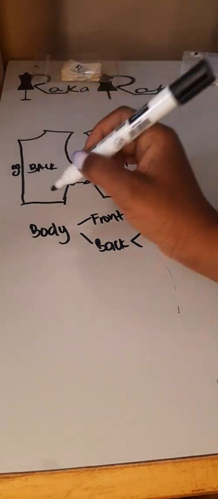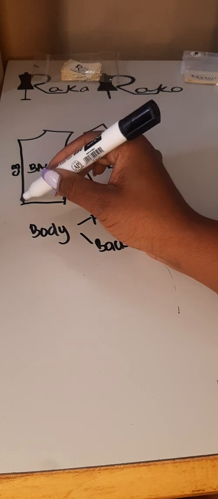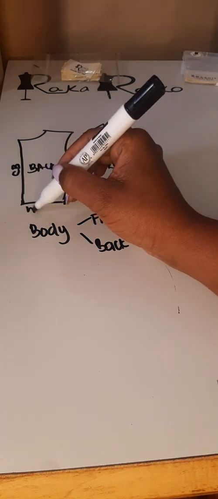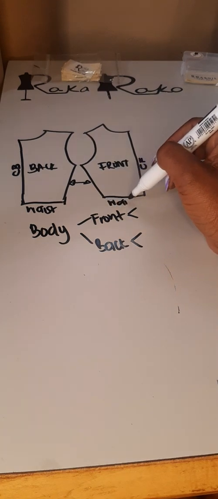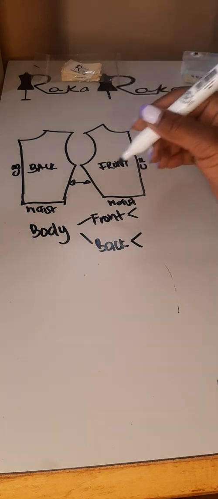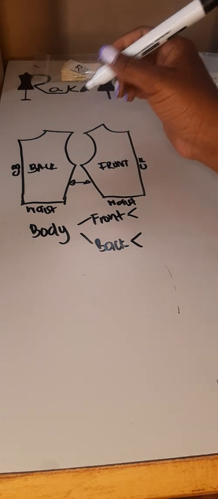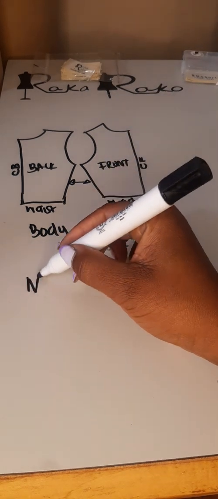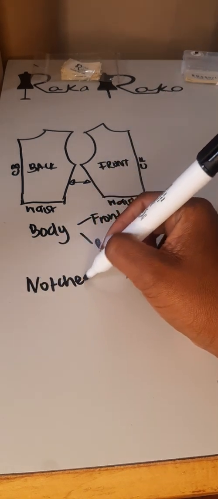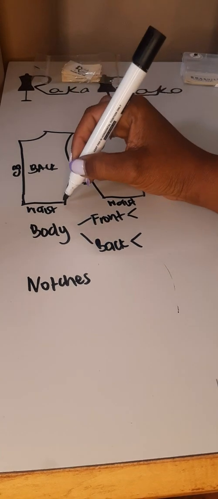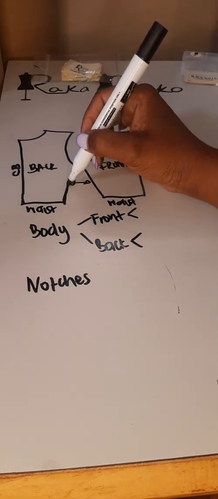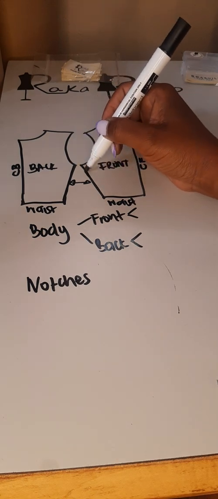Then when you're looking at it, you know that this is the bottom here. The pattern should say something about waistline, unless it's to the floor, but then it will say hem or something like that. So now, the next thing that you're going to look for are things called notches. Notches are for the person who's stitching. They are to tell the person that this part goes into this part.